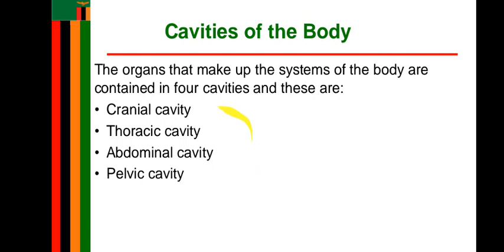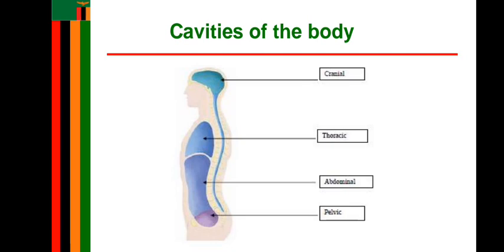We have the cranial cavity that is found in the skull. We have the thoracic cavity that is found in the thorax. We have the abdominal cavity that is found in the abdomen. Then we have the pelvic cavity that is found in the pelvis. All right, so let's start by looking at the anatomical description of these cavities.